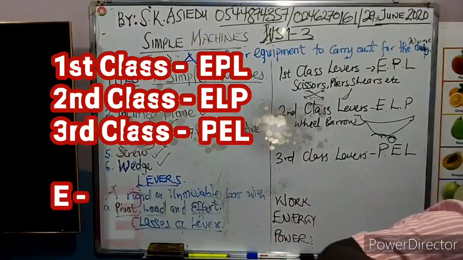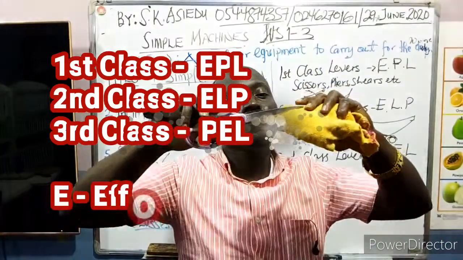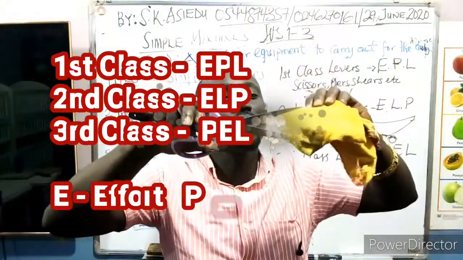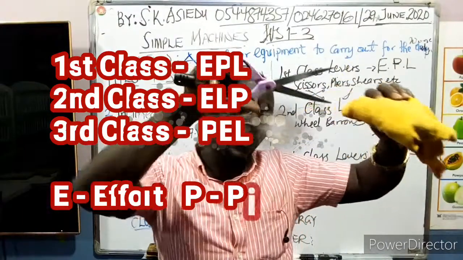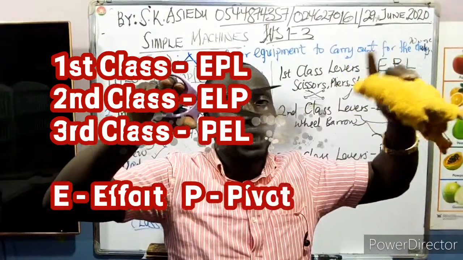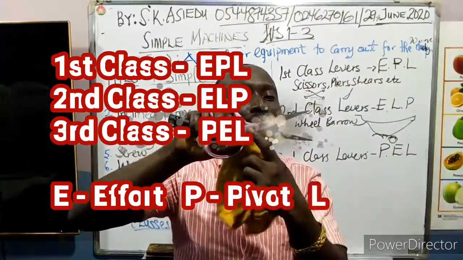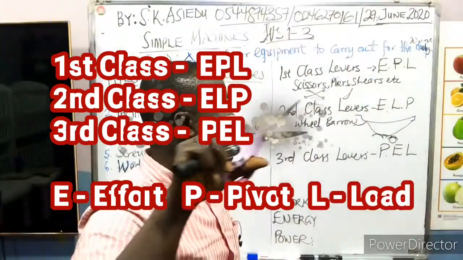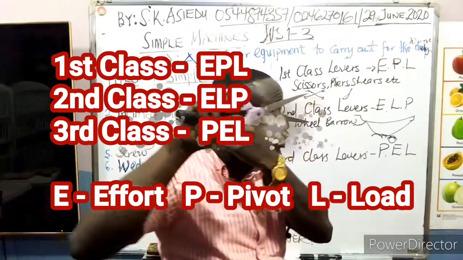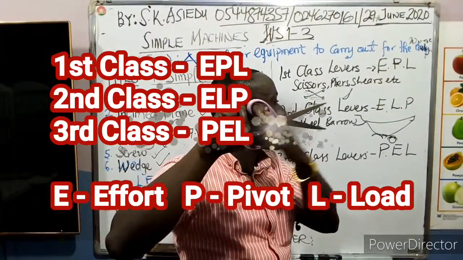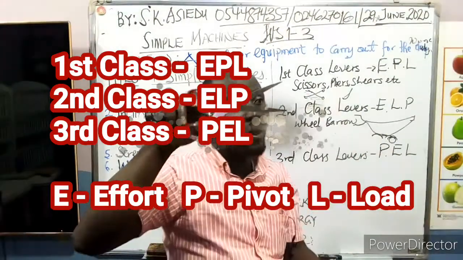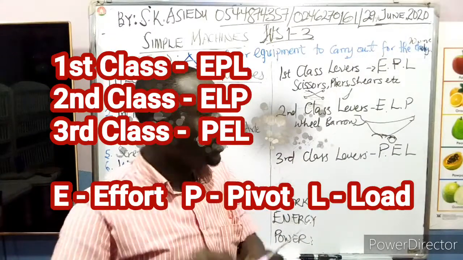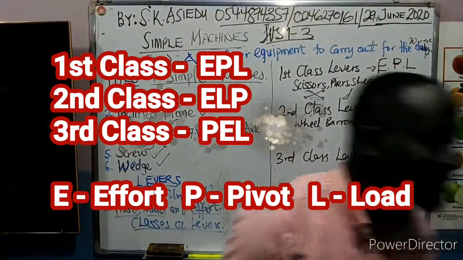The load is always attached to the lever at the end of it. So any kind of lever that has an effort at the end with the load at the opposite end and the pivot at the middle is classified as a first class lever. Tools such as the pliers, the shears, and basically the crowbar are all examples of first class levers.